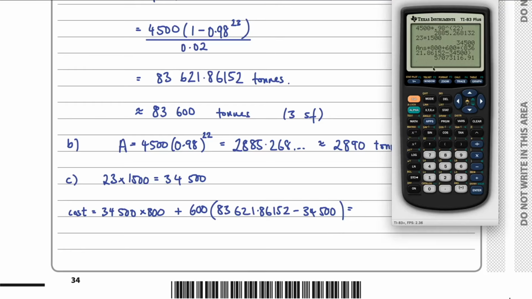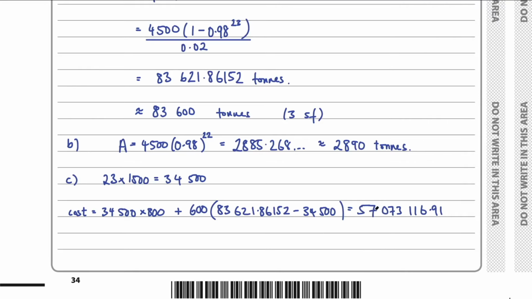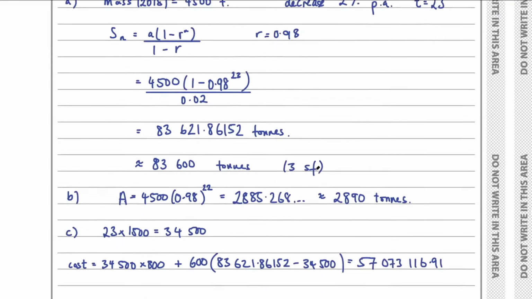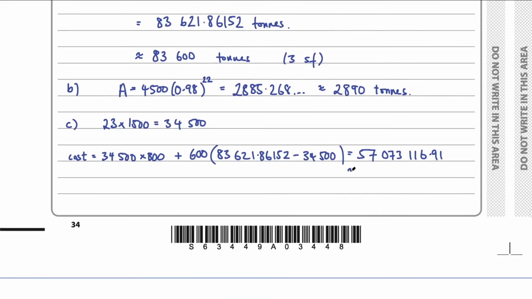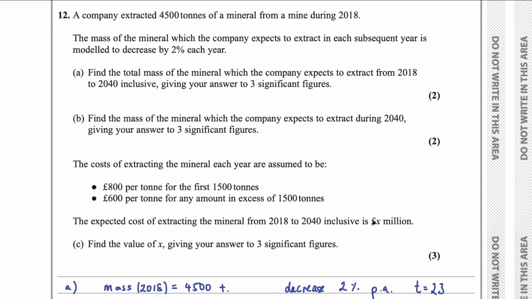So let's plug that in, and we get an answer of 57 million 73,116.91. So why not write all of that down firstly? So 57 million approximately, and then it said to 3 significant figures. So rounding this off to 3 significant figures, well, this 0 is going to round up due to the 7, so this would be 57.1 million. And that is the final answer for part C. And all up, question 12 was a total of 7 marks.